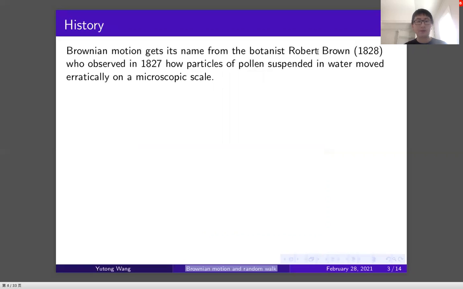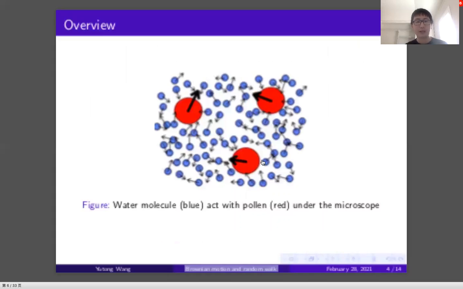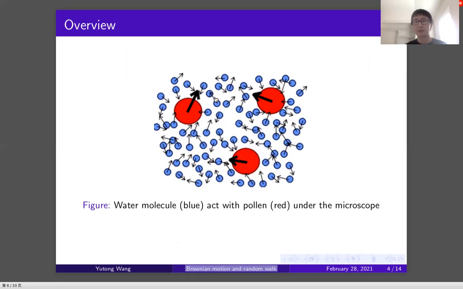I want to briefly talk about the history of Brownian motion. Brownian motion got its name from Robert Brown, an English botanist. When he did his experiment, he observed pollen reacting with water molecules under a microscope. Here is a picture of Brown, and here is a picture of the detailed reactions. The blue one is a water molecule, and the red one is a pollen.